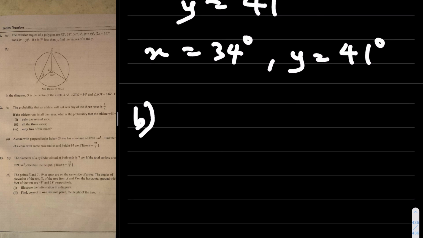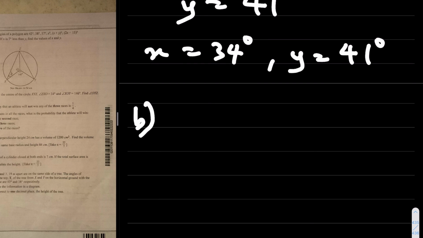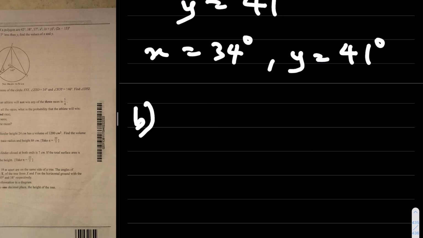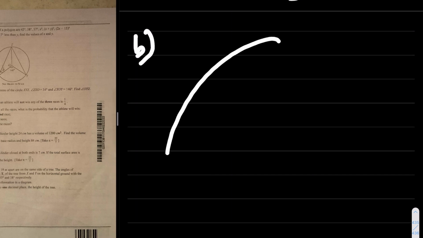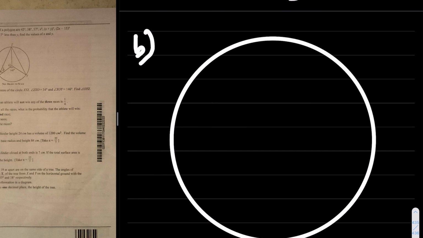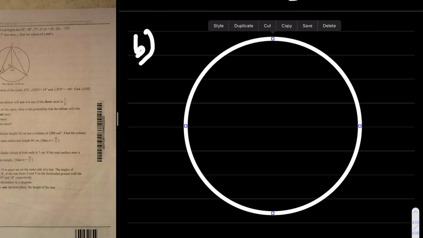11B. In the diagram, O is the center of the circle XYZ. Angle ZXO is equal to 34 degrees, and angle XOY is equal to 146 degrees. Find angle OYZ. Let me draw the diagram first of all. This is the diagram. I have to make it quite bold here.